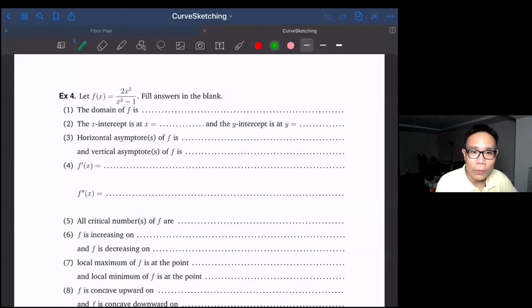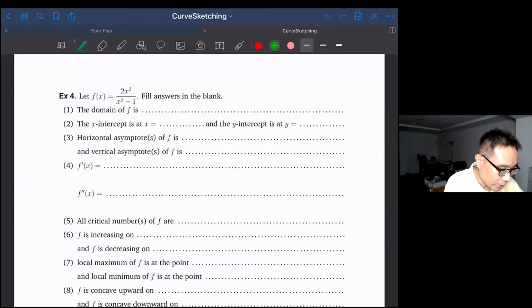In this video, we're gonna continue with curve sketching. In example 4, we have f(x) equal to 2x squared over x squared minus 1, and we're gonna gather information in order to graph the curve. So you have f(x) equal to 2x squared over x squared minus 1.